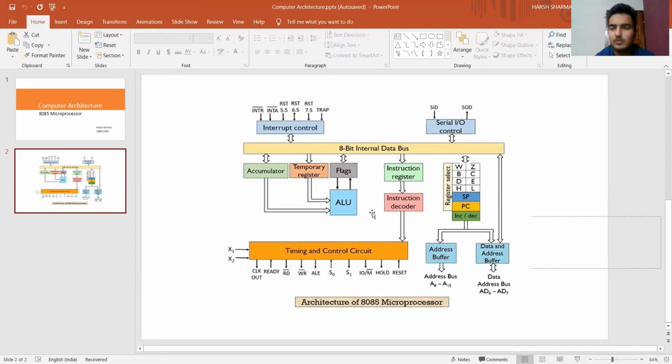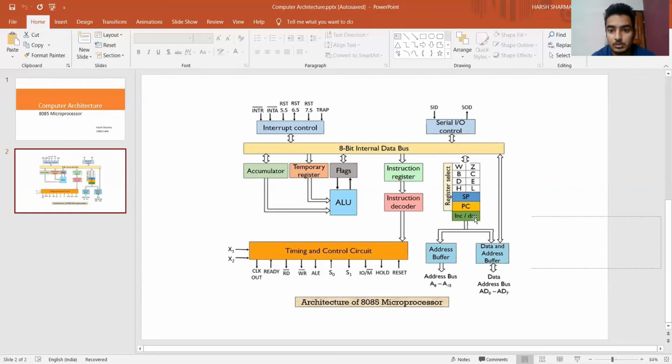Now let's discuss the flow of data in the microprocessor, starting with the PC, that is the program counter. The use of the program counter is to hold the address of the next instruction to be executed. It will not store the address of the current instruction. For example, if we have a series of instructions 1 2 3 4 5 6 7 8, and instruction 5 is going on, then it will hold the address of the 6th instruction.